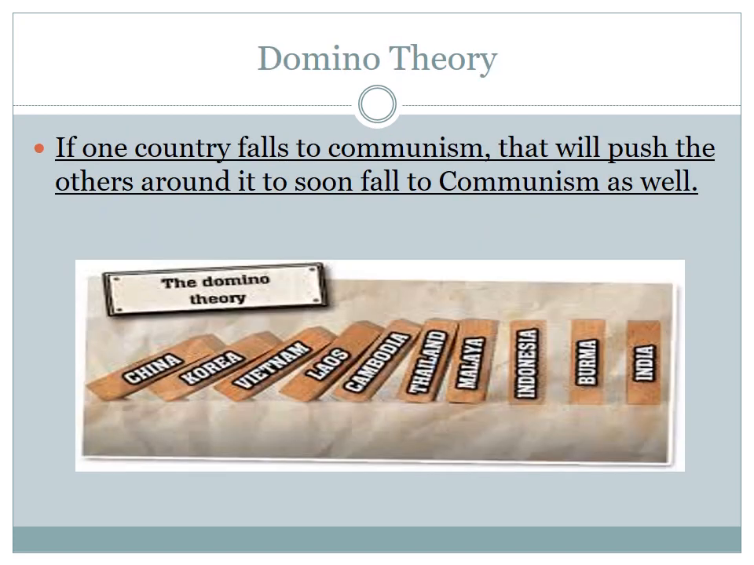So here it is imperative for us to talk about the domino theory. It is a very renowned theory in international politics, and according to this theory, if one country falls to communism, there will be a high probability that it will push the other countries around it to soon fall to communism as well. So there was a fear in American circles that if China falls to communism, the other countries around China, such as Korea, Vietnam, Laos, Cambodia, Thailand, Malaysia, Indonesia, Burma, and India, might also fall to communist philosophy and join the communist ideology.